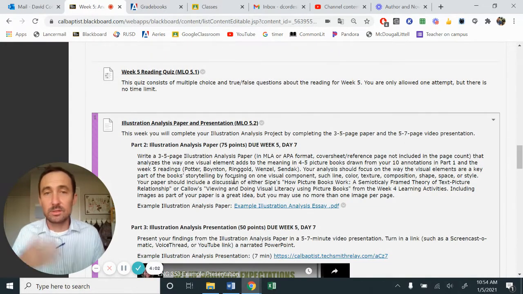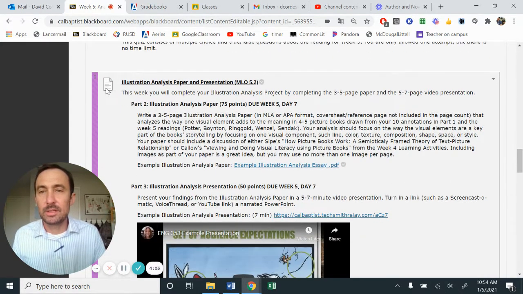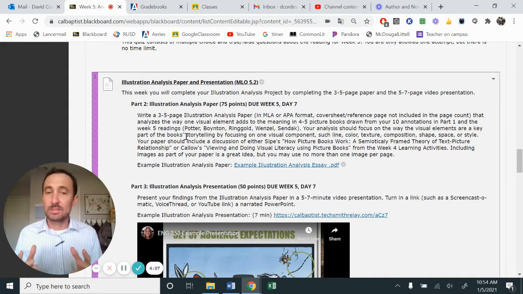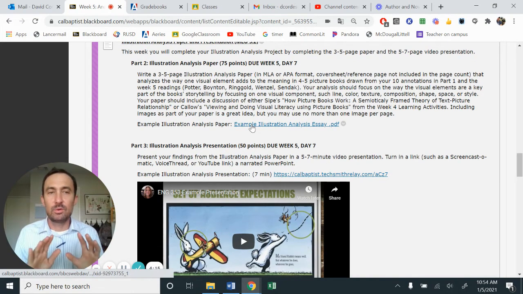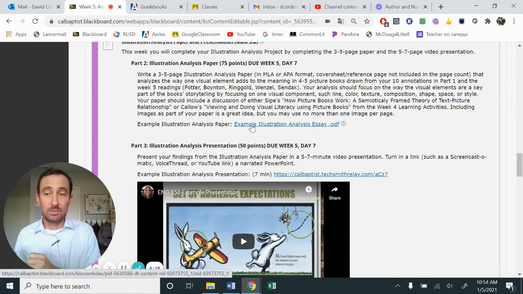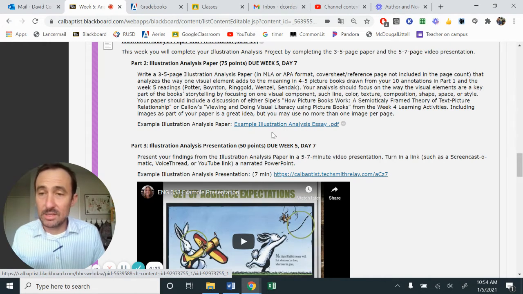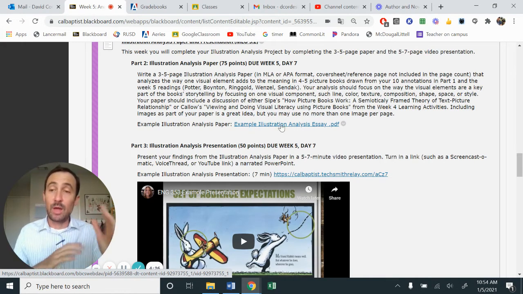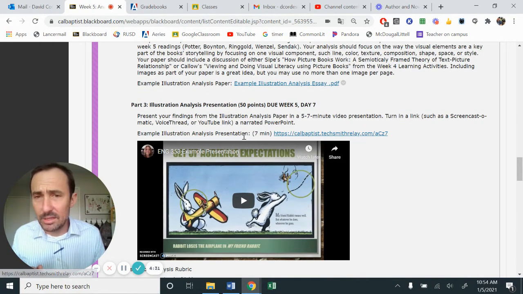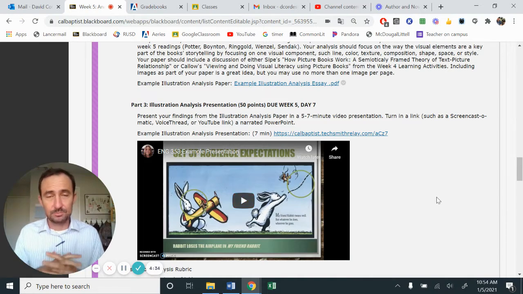We've got a reading quiz, just like normal. The illustration analysis paper. The paper is the bigger chunk. You're writing 3 to 5 pages analyzing those images. Most of you have already pulled from your annotations that you submitted last week because those will be beneficial for you. There's an example essay here if you want to click on that and review how they set things up, how their outline went. This one right here is actually Dr. Bartles again, from OPS.